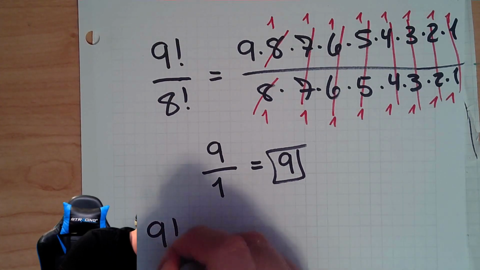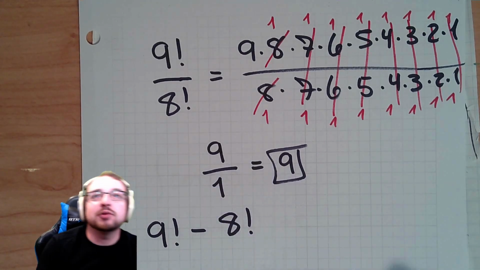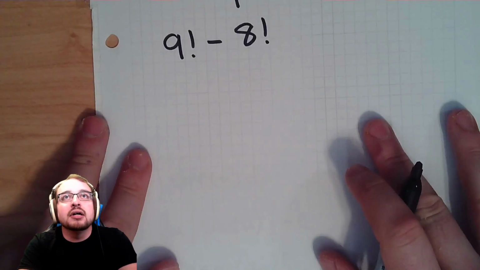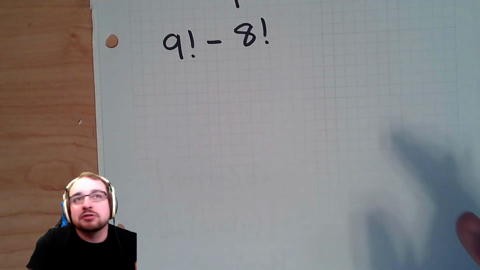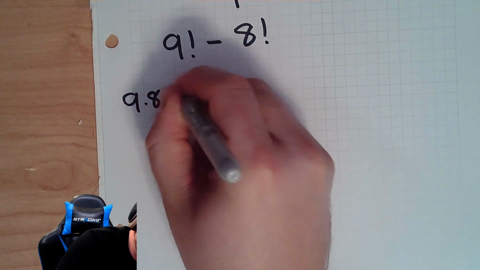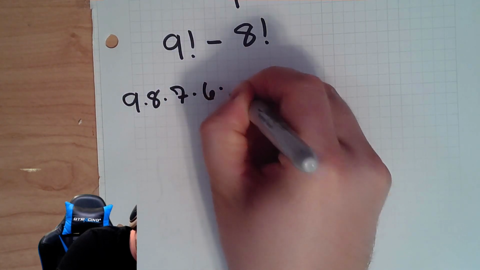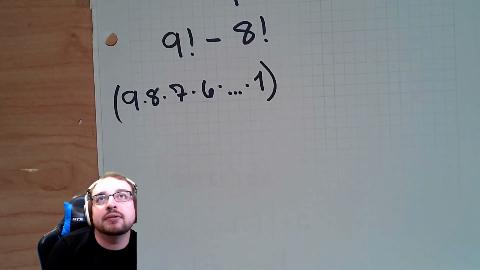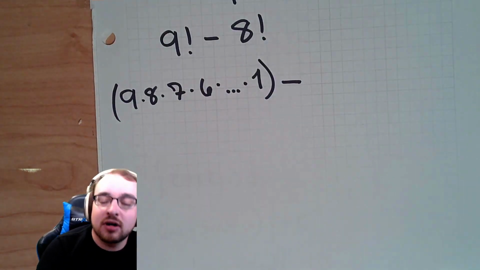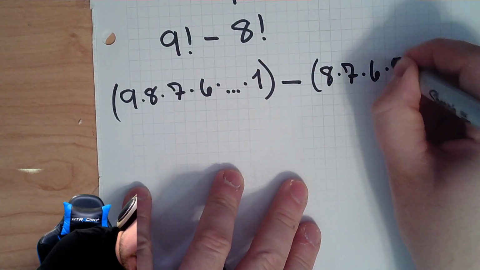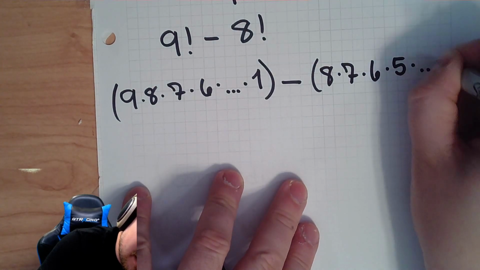Another problem that's similar to this is the question 9 factorial minus 8 factorial. Now notice here, things divided out because we're dividing, right? That makes sense. If we're dividing, things are going to divide out. But if we're minusing, things don't divide out. So think about what this means. This means 9 times 8 times 7 times 6 times blah, blah, blah, times eventually 1, right? That's 9 factorial. And then we're minusing whatever 8 factorial is, which of course is 8 times 7 times 6 times 5 times blah, blah, blah. Eventually we get to 1.